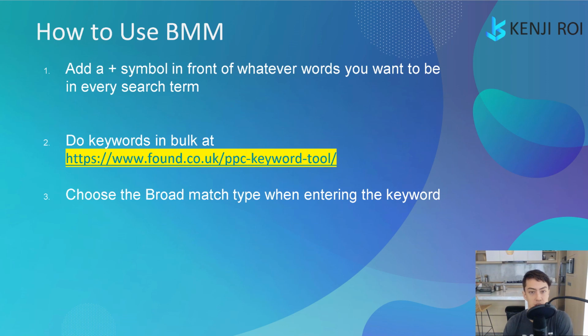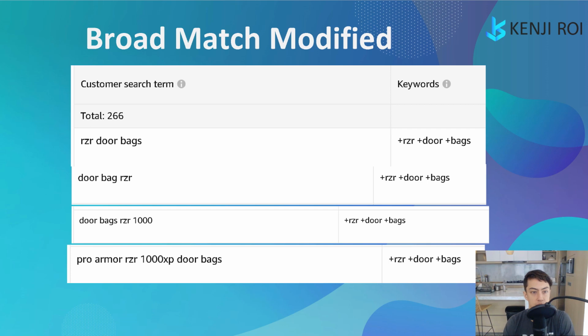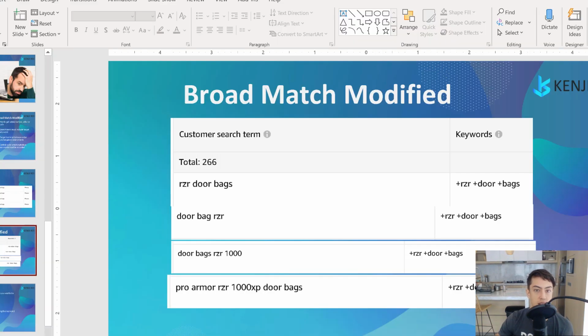And I'm going to show you exactly how to do this with a completely free keyword tool. And you want to use broad match when you're entering the tool. So you can see here back in this example, there's a plus in front of each one of these words, right? Plus razor, plus door, plus bags, and there's a space after each one of these words. So that just tells Amazon's algorithm that that keyword with the plus in front of it has to show up.